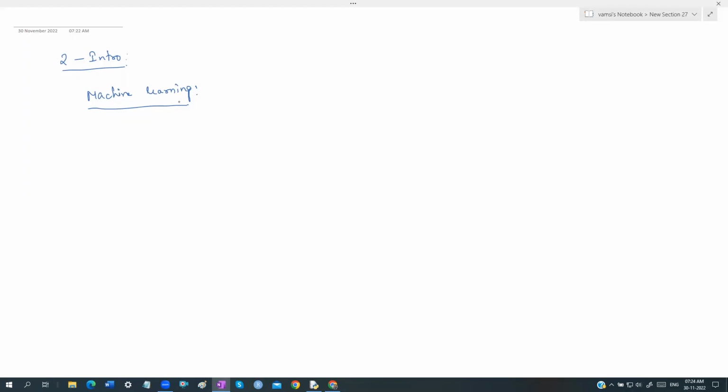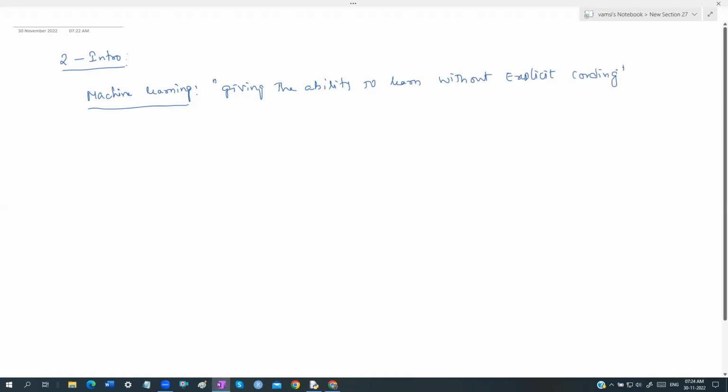After a lot of research, they identified that yes, machines are capable of learning by themselves. So what is the technical definition of machine learning? Giving the machines the ability to learn without explicit coding, that means without writing much coding. That is the technical definition of machine learning which Arthur Samuel has given.